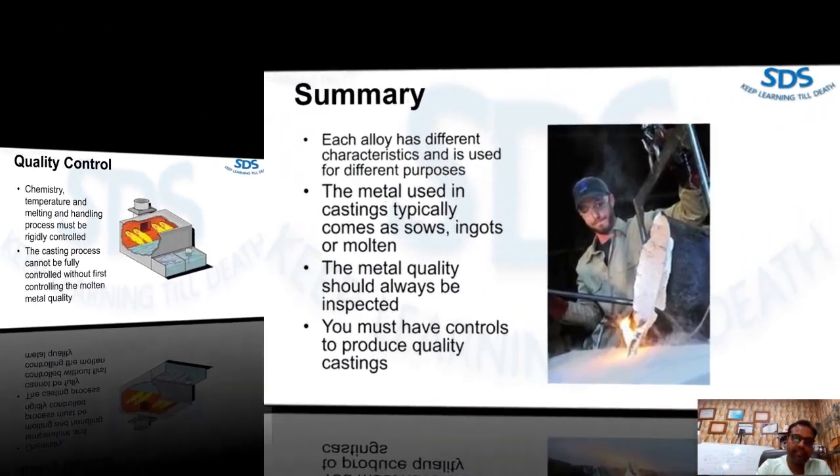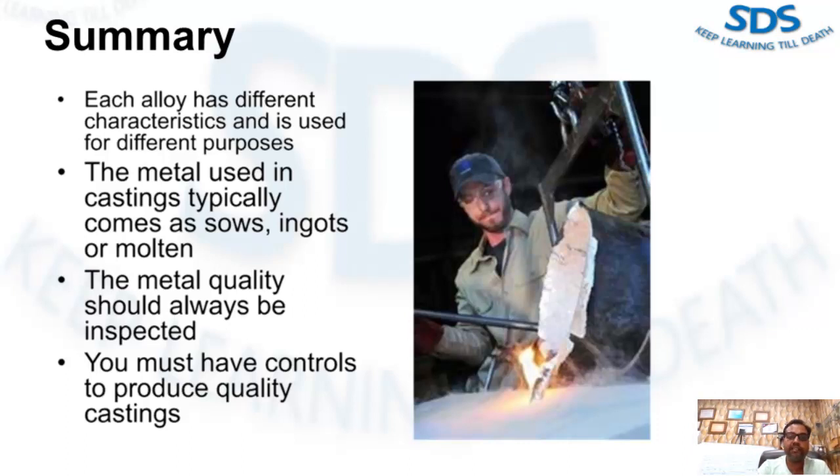Alright, now we reach the summary of this video. A great percentage of aluminum die castings are made from 380 alloy or one of the 380 modifications. Each alloy has different characteristics and is used for different purposes. The metal used in casting typically comes as sow, ingot or molten metal. These are made from primary or secondary metal. The metal quality should always be inspected when received. Scrap can also be purchased when making your own alloys. Chemistry, temperature and melting and handling process must be controlled to produce quality castings.